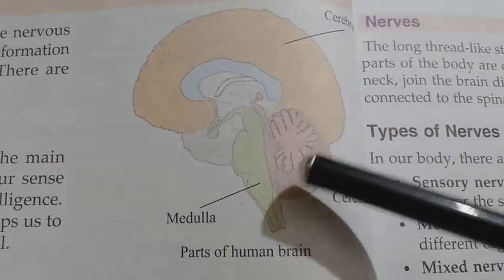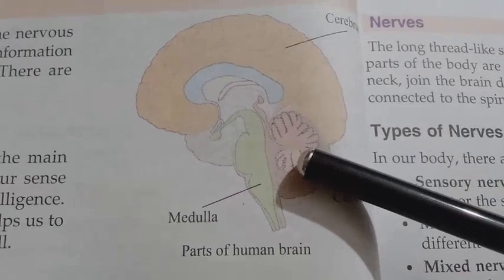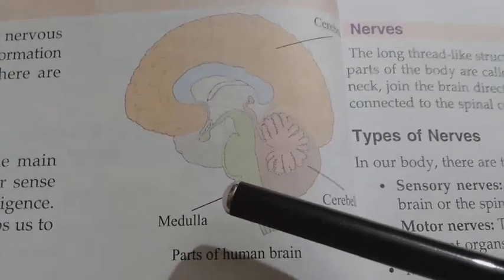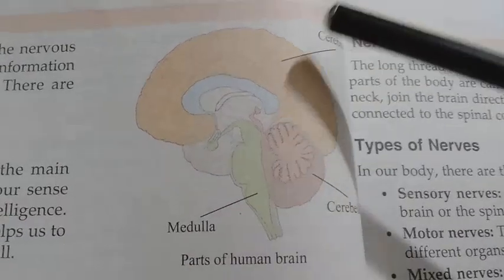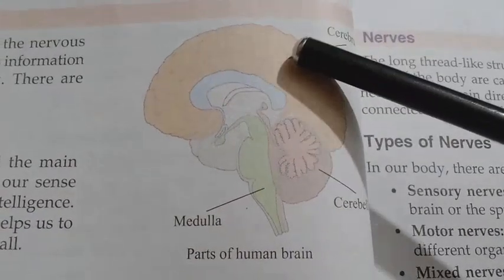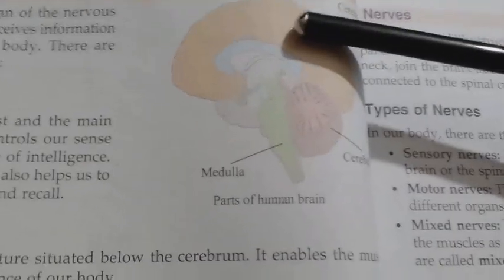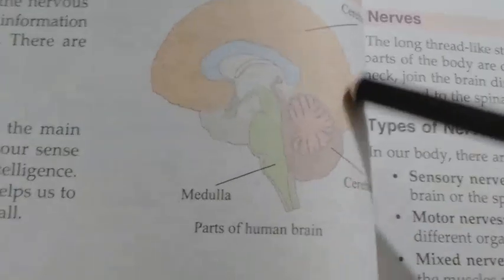This part is called cerebellum. And medulla, this green part you can see here, it is called medulla. So firstly, cerebrum. Cerebrum is the largest and the main part of the brain. It controls our sense organs and is the center of intelligence.